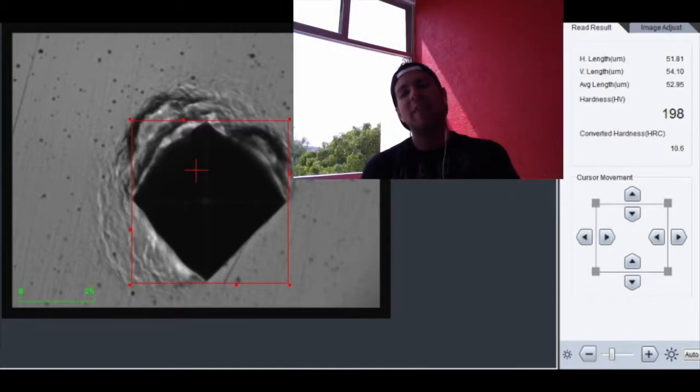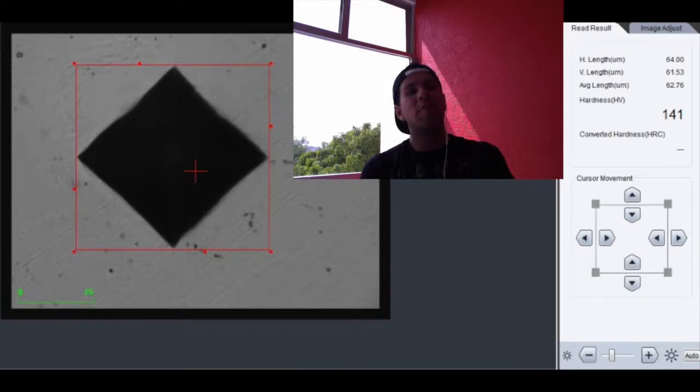On the other side, for the Vickers test, the hardness of the two samples was obtained. For the welded steel, a hardness of 188 Vickers was obtained, and for the steel without welding, 141 Vickers was obtained. This indicates that the welding increased the hardness in our material, which is the behavior we expected.